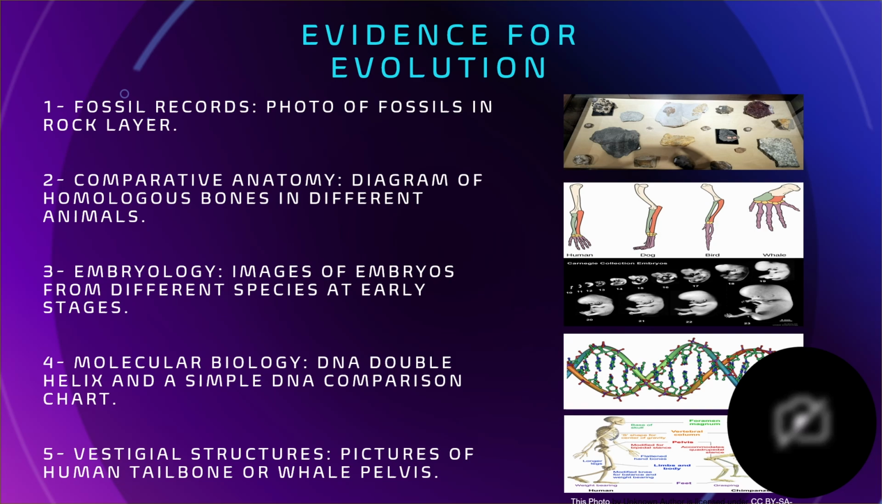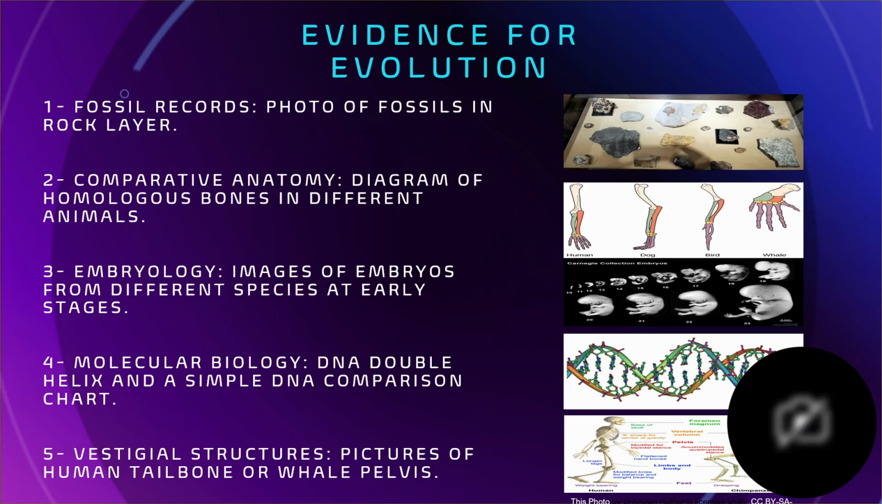Also, we have comparative anatomy. We have a diagram of homologous bones in different animals. If you see here in the photo, this is the human hand, this is the dog, this is the bird, and this is the whale. As you see here, there's lots of similarity. There are some differences in some digits, but this comparative anatomy gives me a diagram of how I can study how it began and how it is now. From the fossils and the comparative anatomy, I can put together a diagram of the ancestors.